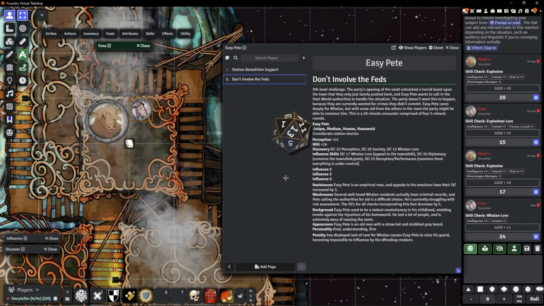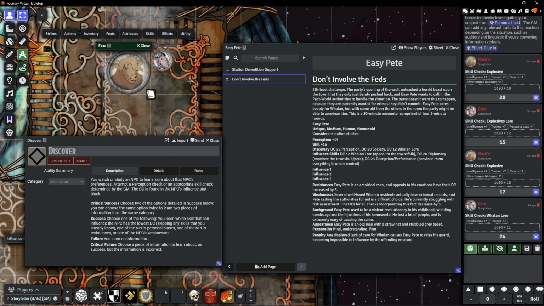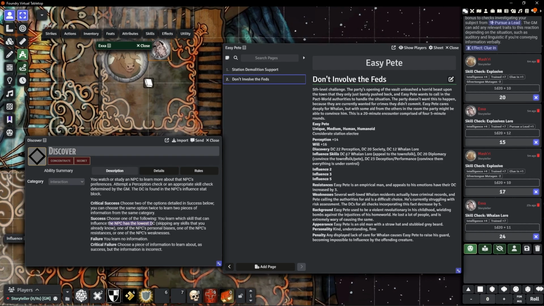And a 24 versus the DC of 12 will be a critical success, meaning that Exxa will get to choose 2 options from below. Exxa will choose for weaknesses and which skill has the lowest DC. And we'll learn that it is going to be easiest to influence Pete using Wayland lore by appealing to the townsfolk that are in the room and getting them to talk to Pete instead.